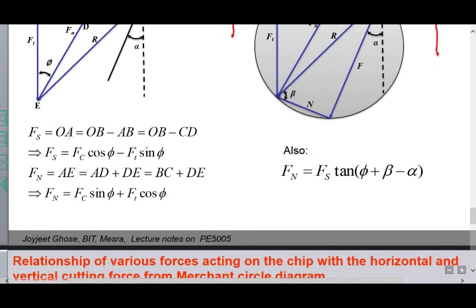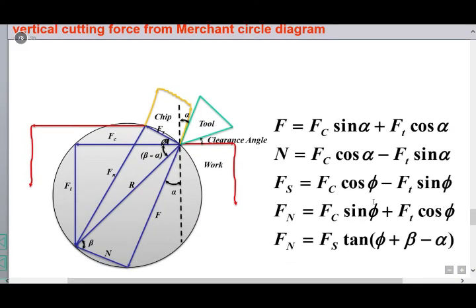In the same way, one by one triangle, you discuss the force outcomes. Fs is equal to OA equal to OB minus AB equal to OB minus CD. Also Fs is equal to Fc cos phi minus Ft sin phi. Fn is equal to BC plus AD. Here also Fn is equal to Fc sin phi plus Ft cos phi. These six forces are available in the Merchant circle diagram.